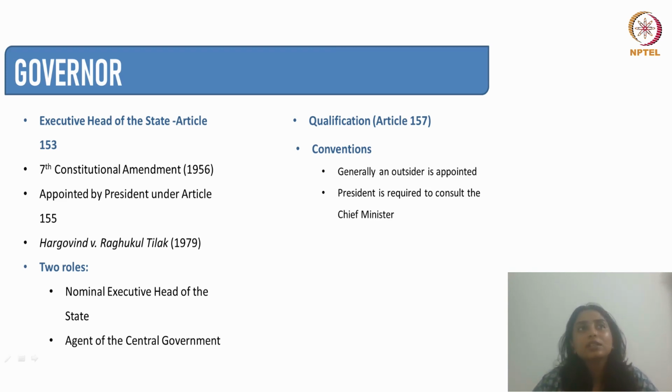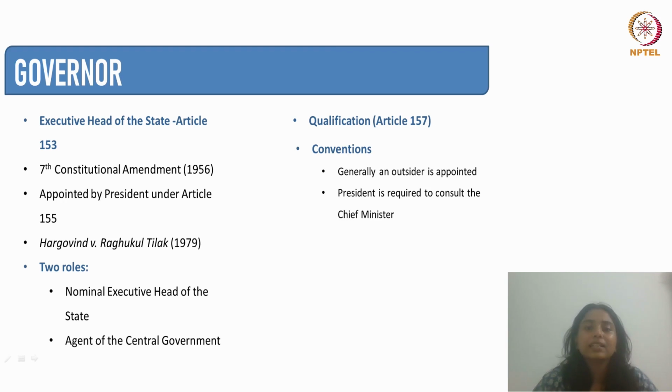Why? Because the president, once he is elected as the president, is bound to act on the aid and advice of the Council of Ministers under Article 74. So in effect, it is the central government that is appointing and removing governors. It's not like the president himself is taking such decisions. It is always on the aid and advice of the Council of Ministers. So this is why this is a very tricky and a very controversial topic.